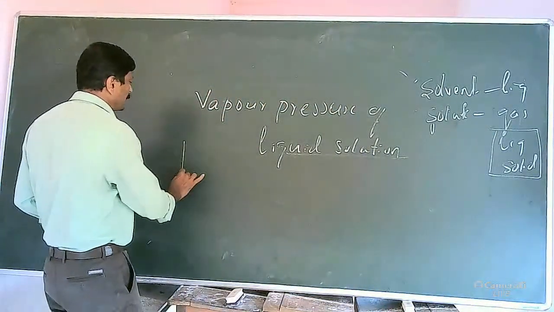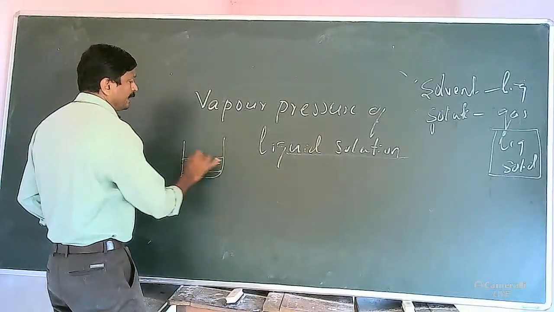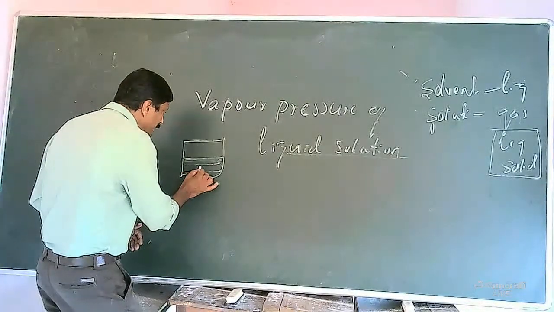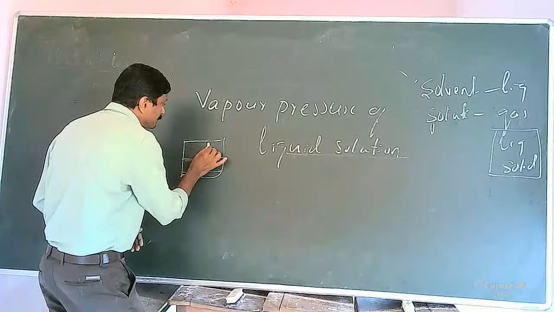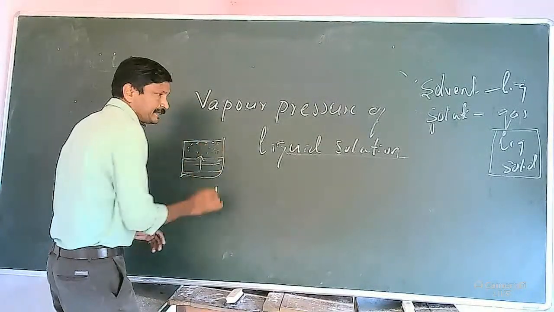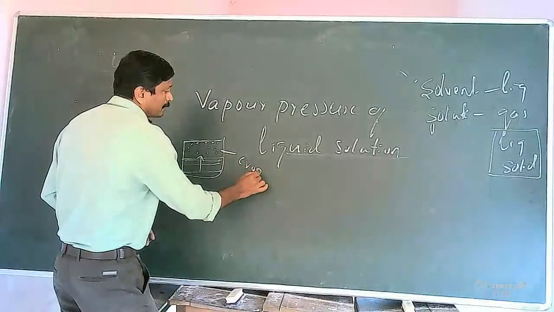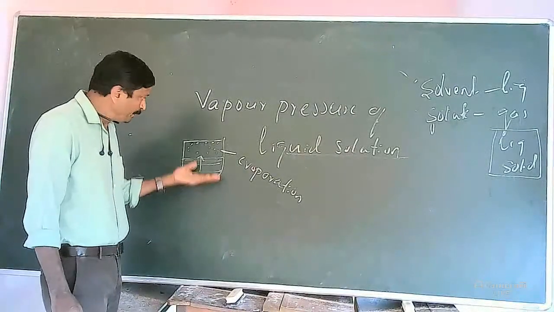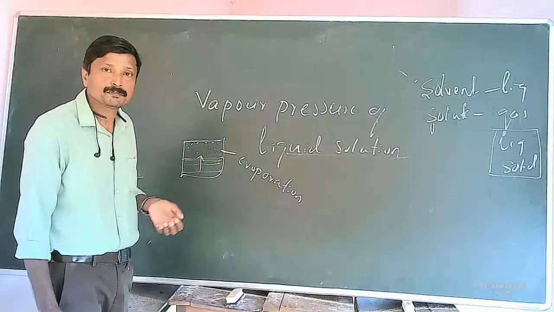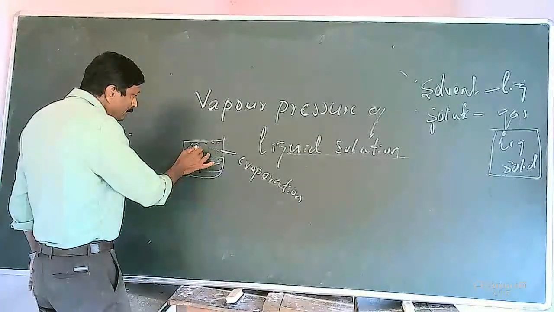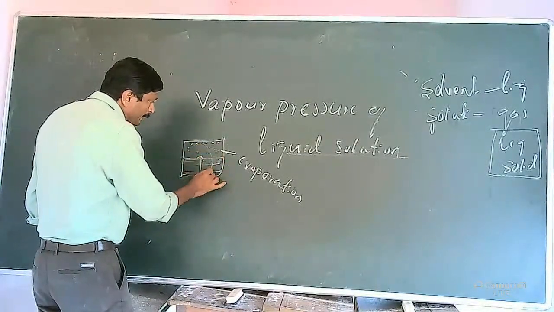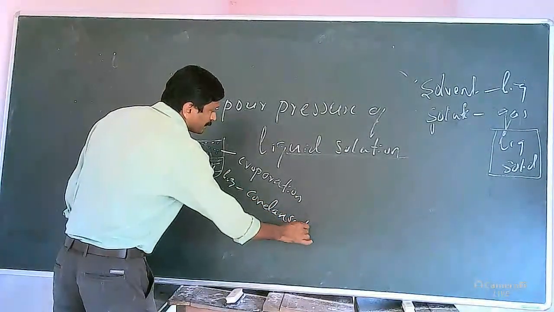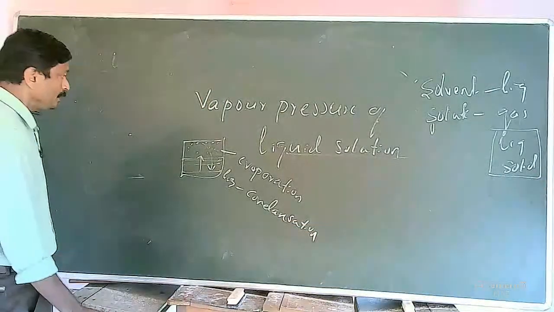Suppose you have water in a beaker in a closed vessel. What happens? Some of the water molecules escape and come to the gaseous phase. This is called evaporation. What is evaporation? The conversion of liquid into a vapor. The evaporated molecules again condense and are converted into a liquid. This is called condensation.